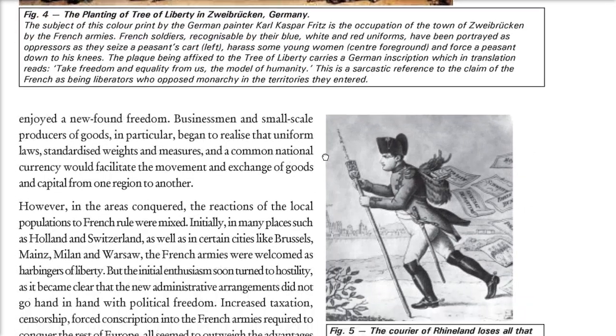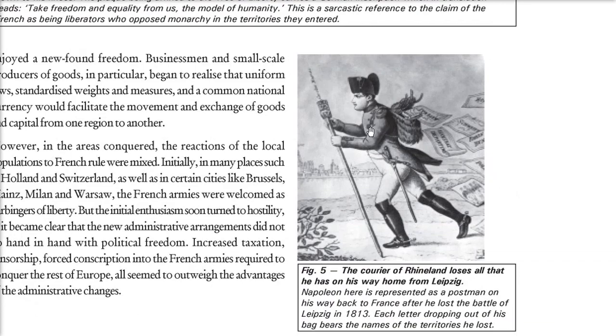And here, this is the courier of the Rhineland who loses all he has on his way home to Leipzig. Napoleon lost in Leipzig, and he is returning back. All these papers you see, these letters which are dropping out, bear the names of all the territories he lost.